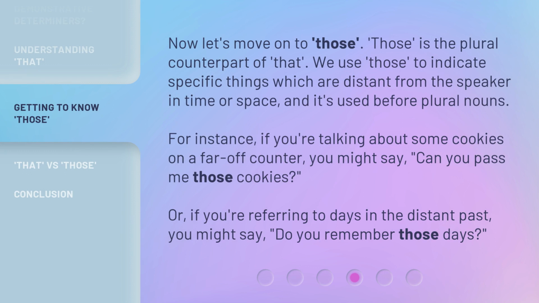Now let's move on to those. Those is the plural counterpart of that. We use those to indicate specific things which are distant from the speaker in time or space, and it's used before plural nouns. For instance, if you're talking about some cookies on a far-off counter, you might say, "Can you pass me those cookies?" Or, if you're referring to days in the distant past, you might say, "Do you remember those days?"